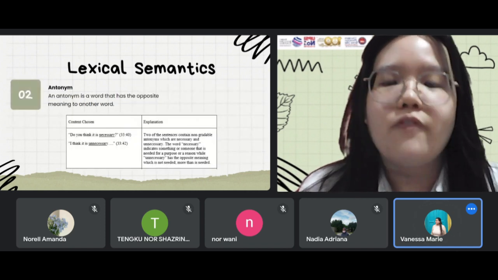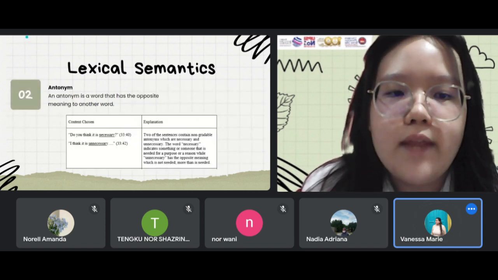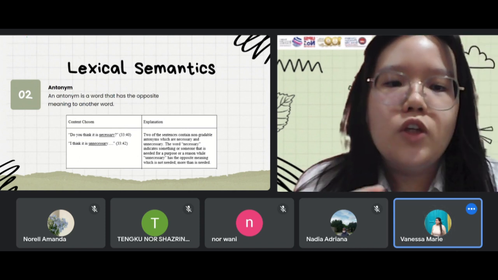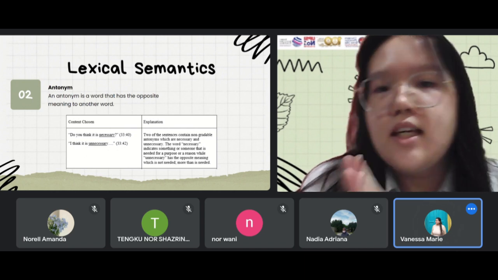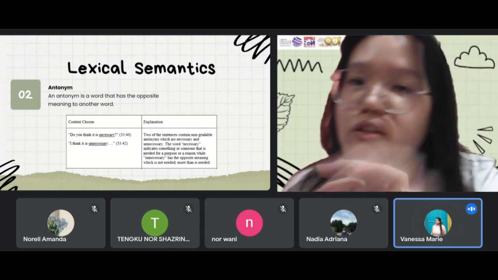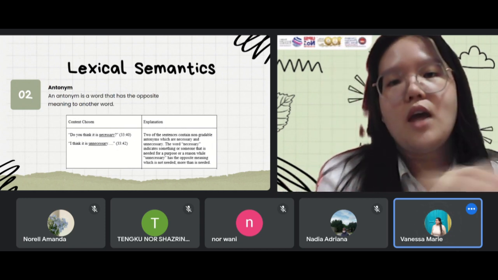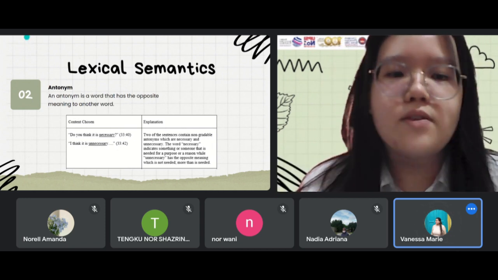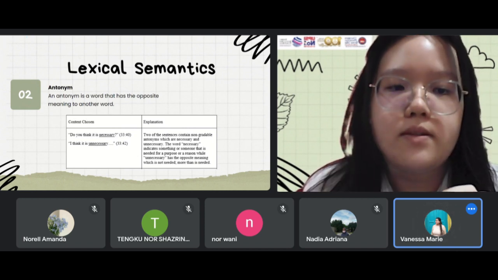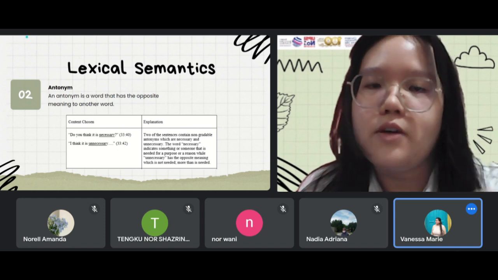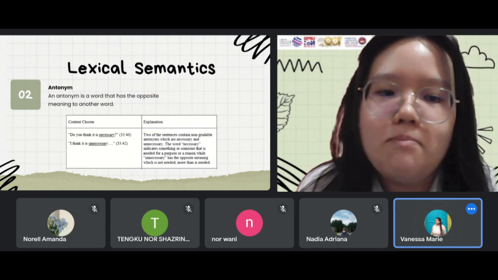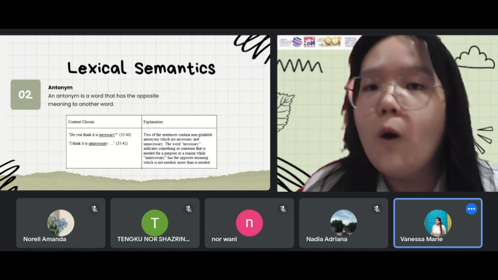Next, we have antonym. Antonym is a word that has the opposite meaning of another word. So let's take a look here. Do you think it's necessary? I think it is unnecessary. As you can see, the 2 sentences contain non-gradable antonyms, which are necessary and unnecessary. The word necessary indicates something or someone that is needed for a purpose or a reason, while unnecessary, the contrast of necessary, indicates the opposite meaning, which is not needed or more than is needed.